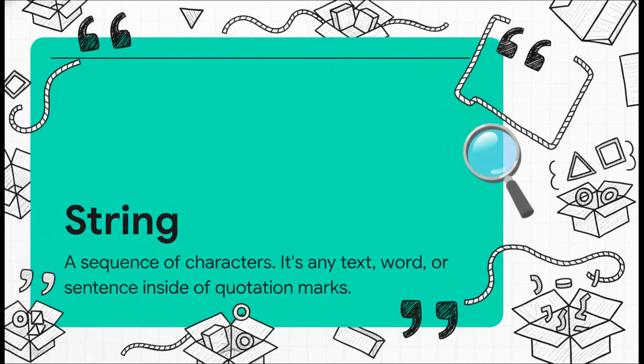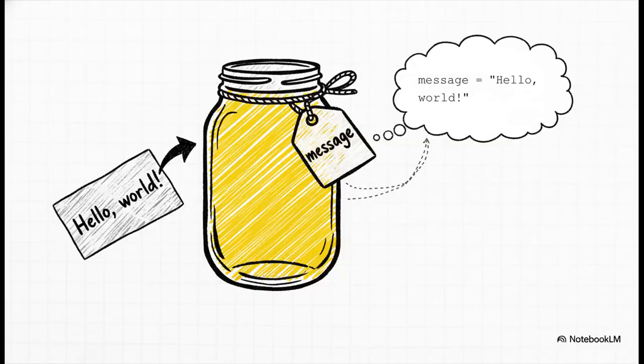You can think of it like a little digital box where you can label and store any piece of text you want. So check this out. In this line of code, we're creating a variable, which is really just a container, and we're calling it message. Then, using that equal sign, we're basically placing the string hello world right inside of it. And that's it. We've just successfully stored a piece of text inside our program's memory.